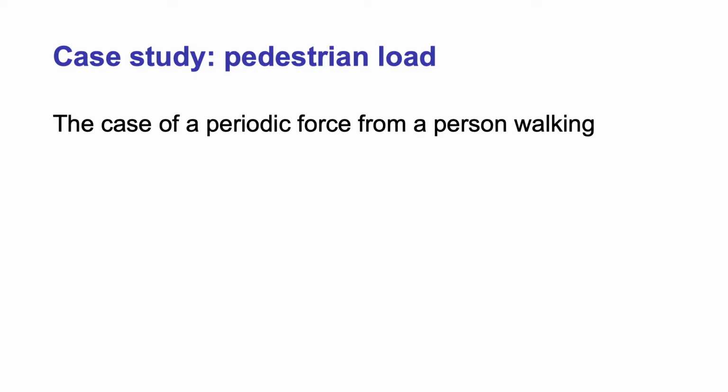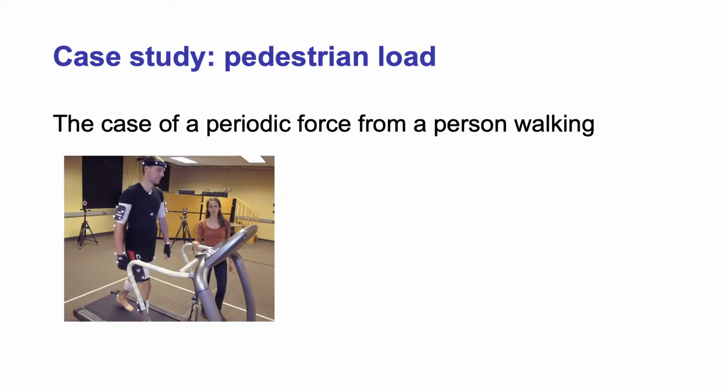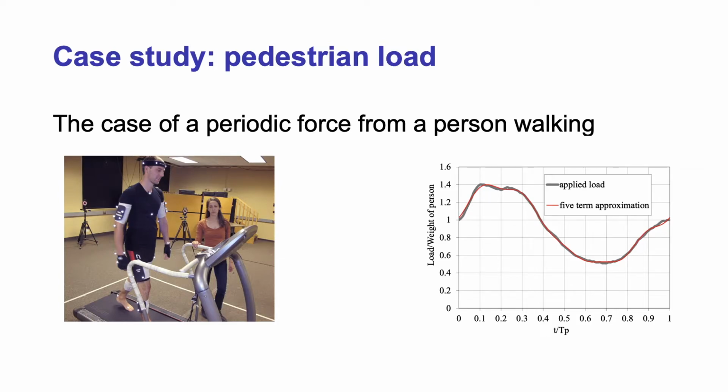Let's take the case of the force exerted by a pedestrian while walking as an example. If we measure this force, it will have a periodic shape like the one shown on the right. This graph presents the evolution of the pedestrian load over a time equal to the period of the action. Hence, the time values in the horizontal axis are divided by Tp, where Tp is the period of the load.